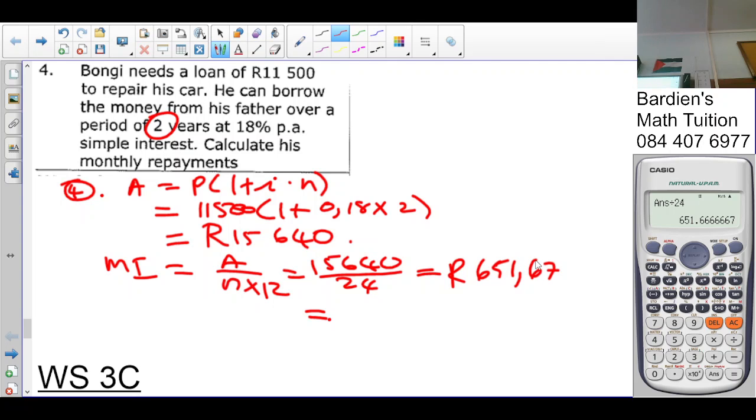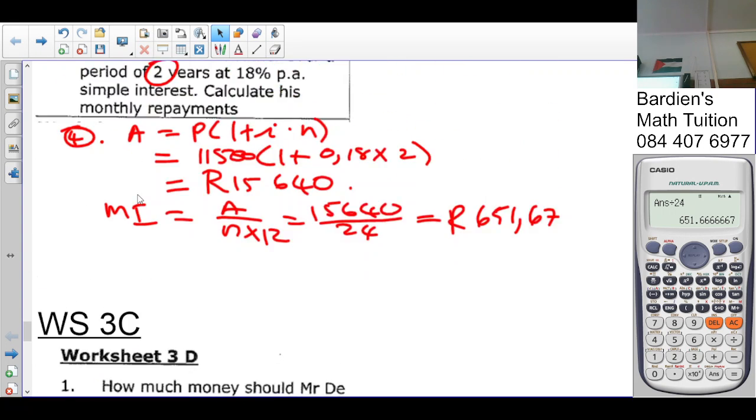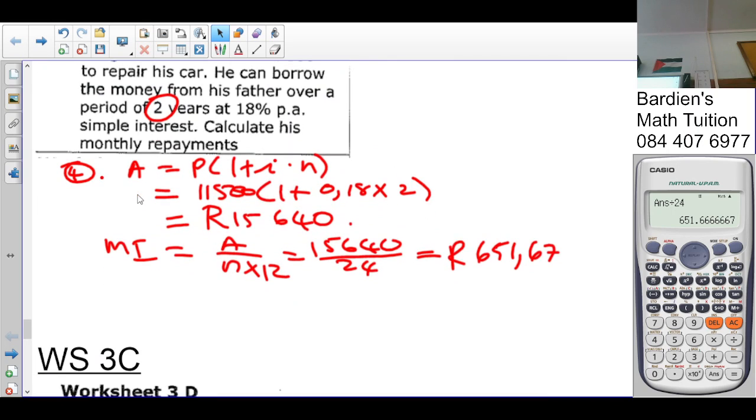Okay, any confusion here? The same answer I got there. But like I say, if the question is calculate interest only, then I use the other formula. But if you want to use that, no problem. That basically brings us to the end of 3C.